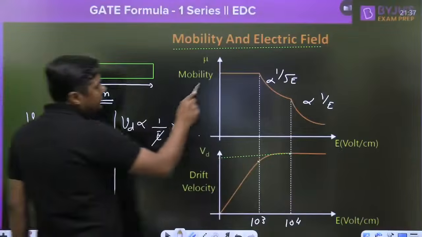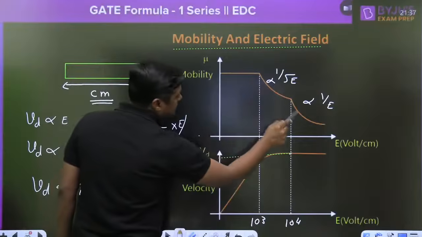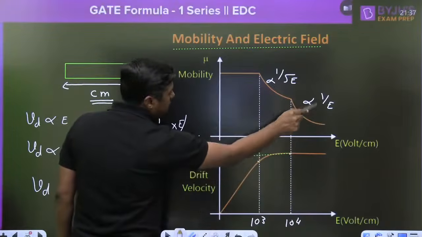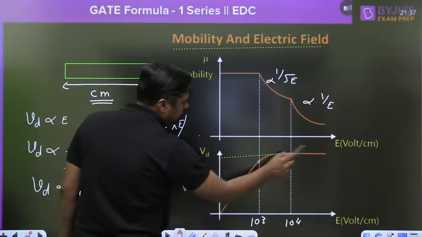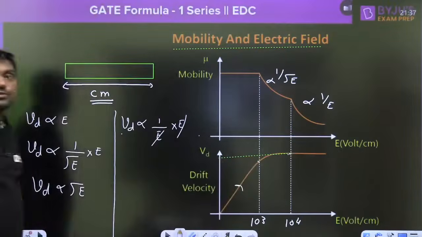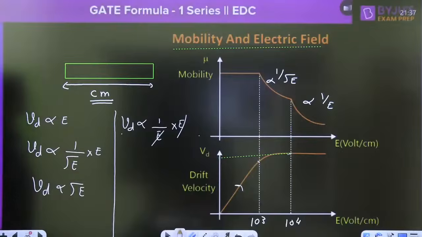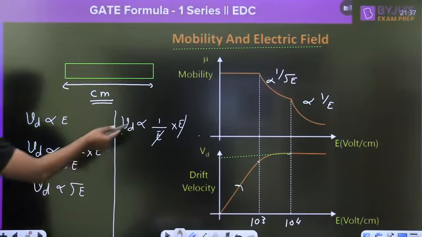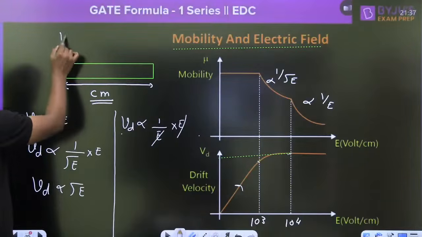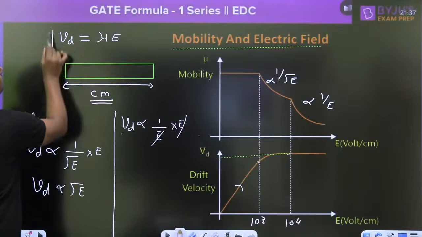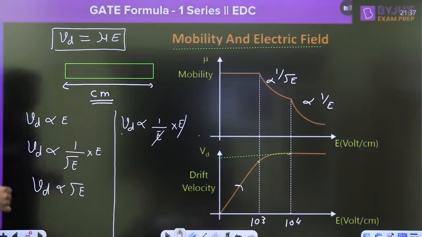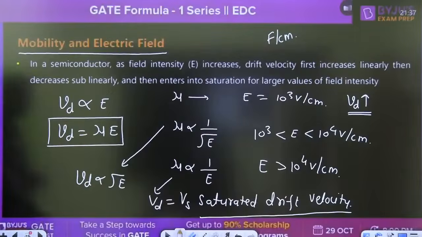I think that is clear. So mobility is constant, then decreases, then again decreases with increase in E. Drift velocity increases linearly, sublinearly, and then becomes constant: saturated drift velocity. Vd is equal to mu E. That is the formula.